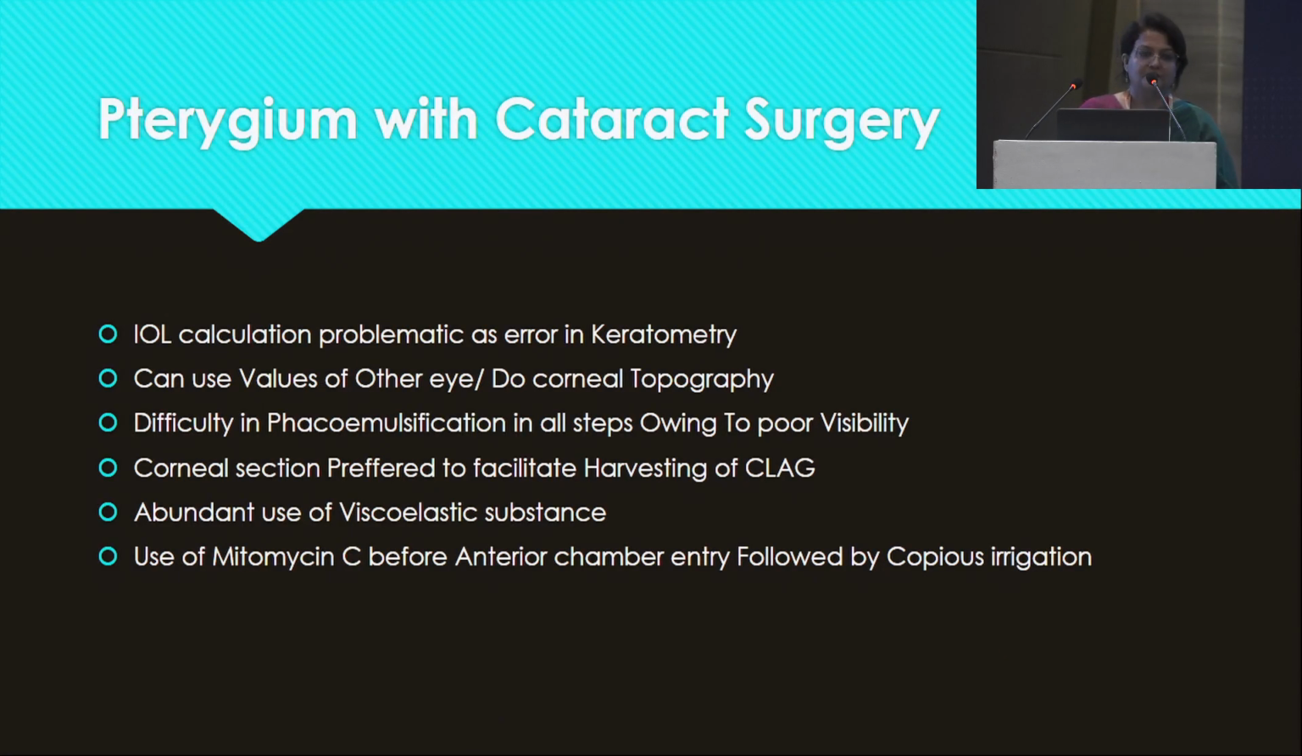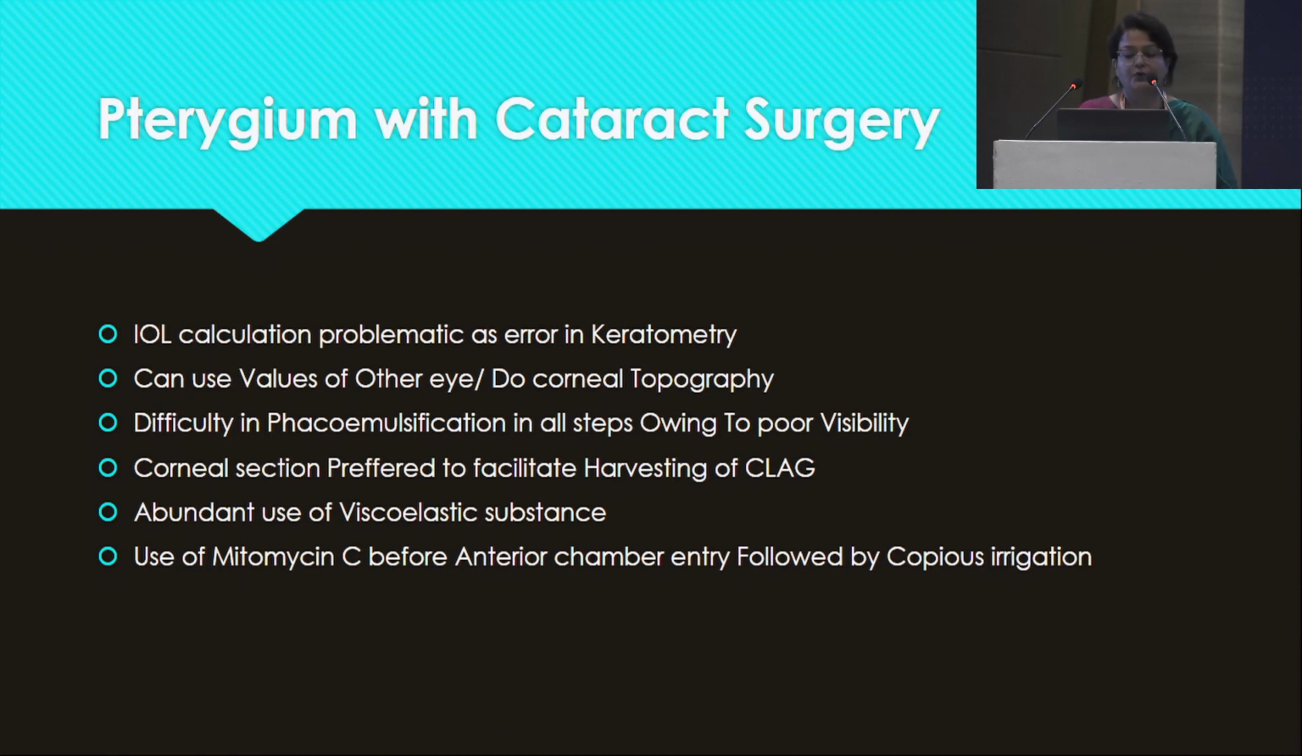Now, the most common challenging situation that we get is pterygiums with cataract surgery. What are the challenges? First, IOL calculation becomes problematic because there are errors in keratometry, especially if it is a very big pterygium. So we can either use values of the other eye if we don't have high-end instruments, or we do a corneal topography and take the central part of the corneal keratometry.